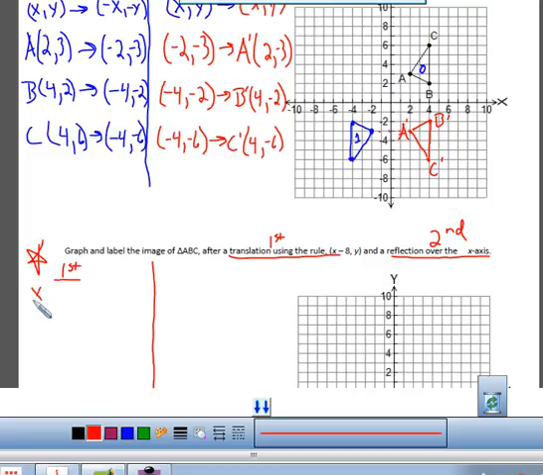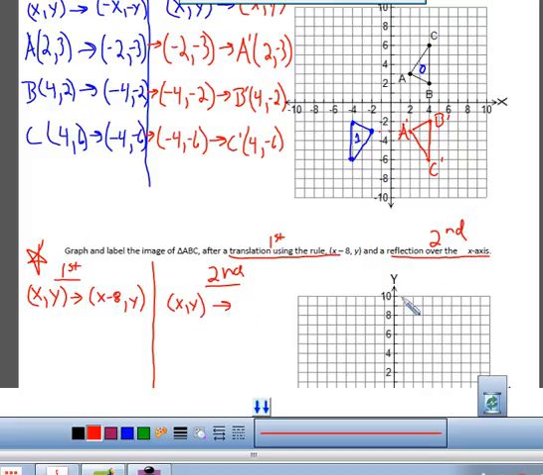the rule (x, y) becomes (x - 8, y), so the y value will stay the same. And then for the second one, you're going to reflect over the x-axis. So remember to take your new coordinates as your (x, y). So whatever you have underneath this part right here becomes your (x, y). So it's almost like these values up here, they just moved over one spot and we did another transformation. And you're going to reflect over the x-axis.